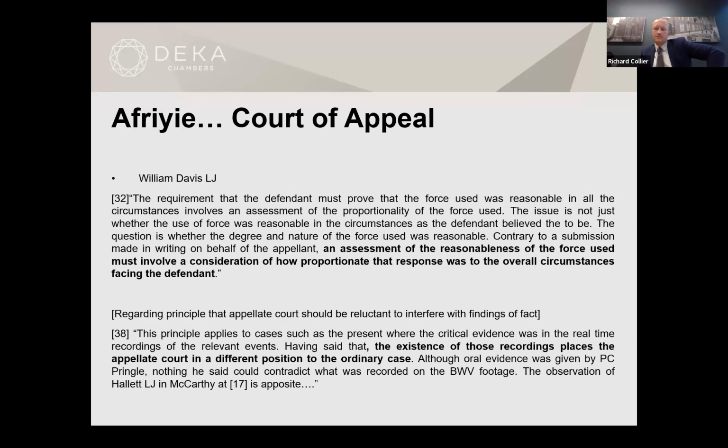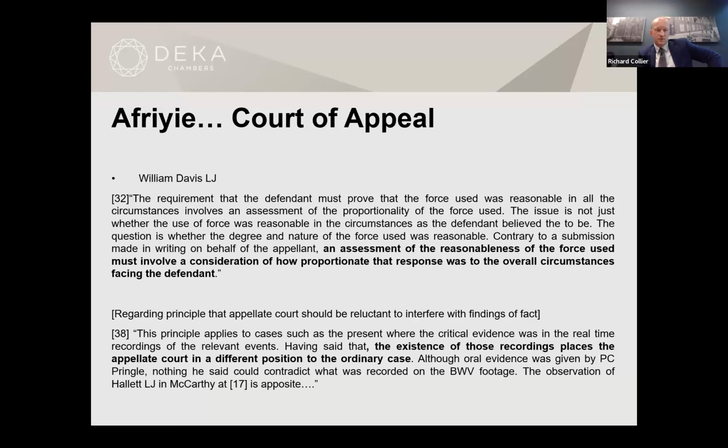the central legal basis for disagreeing was that an assessment of the reasonableness, Lord Justice William Davis said, must involve a consideration of how proportionate that response was to the overall circumstances facing the defendant. So, as I said at the outset, when going through the applicable legal thresholds, there seems to have been something of an evolution here in terms of the things which a defendant must prove in justifying the use of force. There now is either a sub-question within question 3 or a new fourth question, which is, within demonstrating reasonableness, the defendant has to show, standing back, that it's proportionate overall.